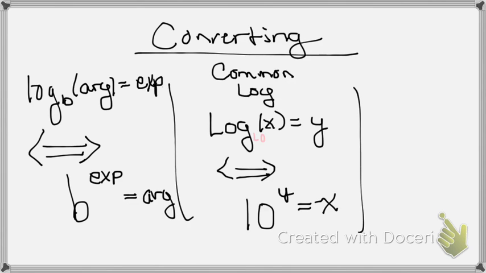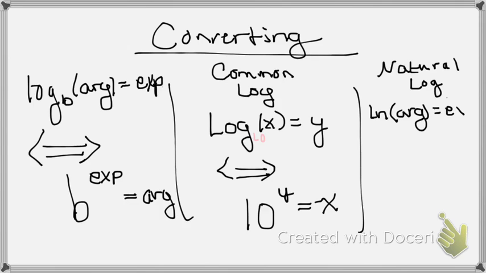Last but not least, your favorite, a natural log. A natural log has a base of e. Instead of using log, we will use ln. ln, this is going to be your argument, equal to your exponent. ln of your argument is equal to your exponent.